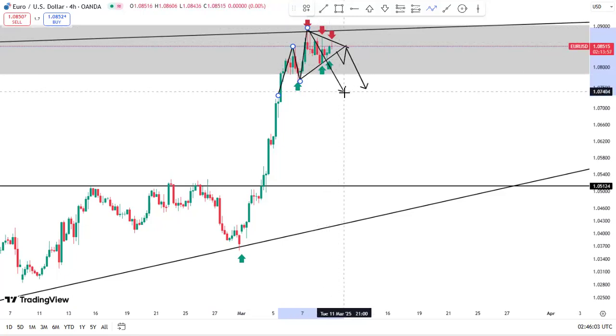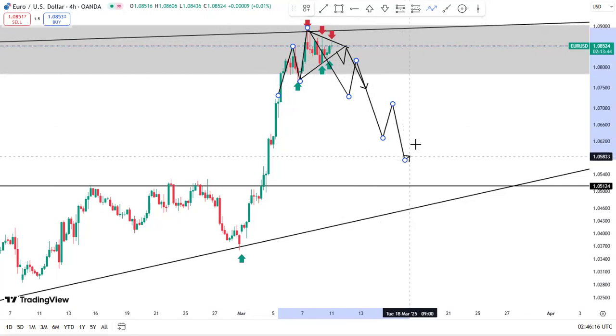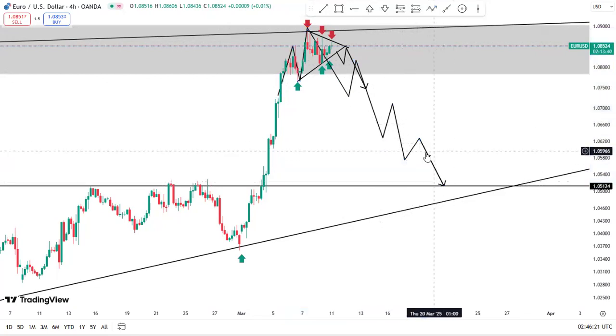If it comes down roughly and breaks the previous structure, it will come back up and test whatever they left here, and then they continue to the downside. This is what you're going to see. Now just wait and hold and see what is happening.